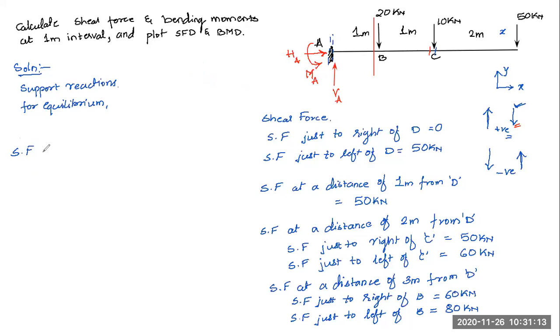Now what happens here? Shear force at a distance of 4 meters from point D. What will happen here? So I'll go for calculating shear force to the right side of point A. So it will be equal to what? 50 plus 10, 60 plus 20, 80 kilonewton and downwards. That will be the only force which are acting over here.